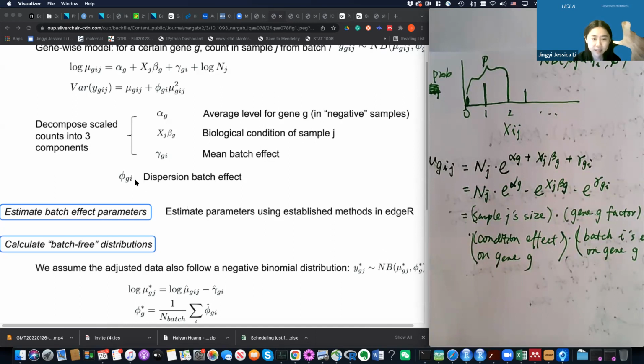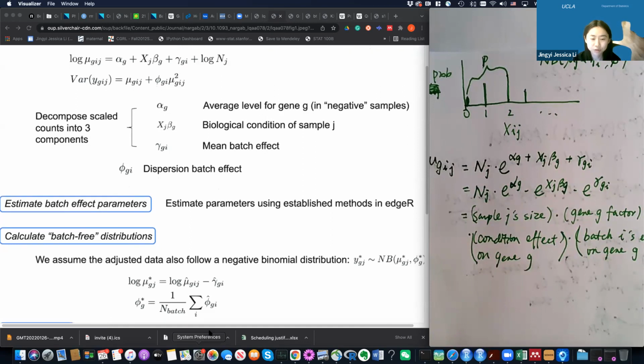And also, there is a dispersion batch effect. Batch also affects this. So what they try to do is make this dispersion equal across batches. Let's say you have batches 1, 2, 3, so i goes from 1 to 3. With the correction, you unify the dispersion parameter to be the same for all batches. The authors take the estimated batch effect specific to gene G by averaging, and then you get this common dispersion for gene G. So i is gone. Now this is the corrected mean, and this is the corrected dispersion.